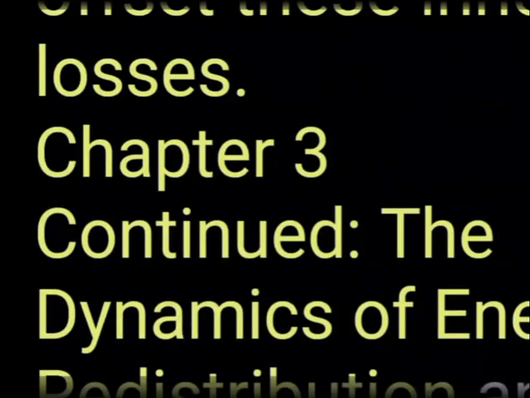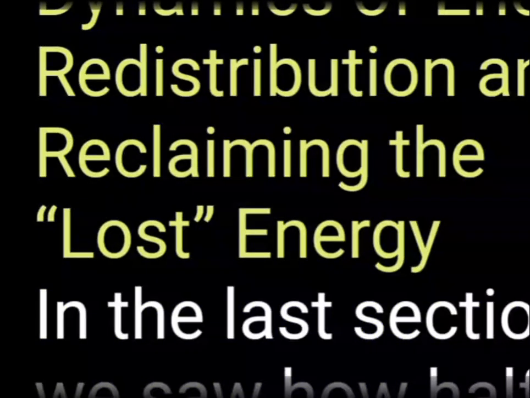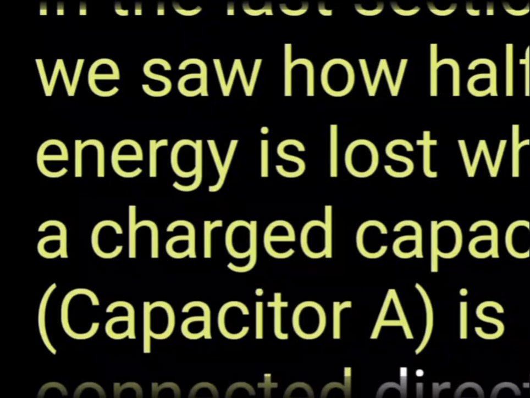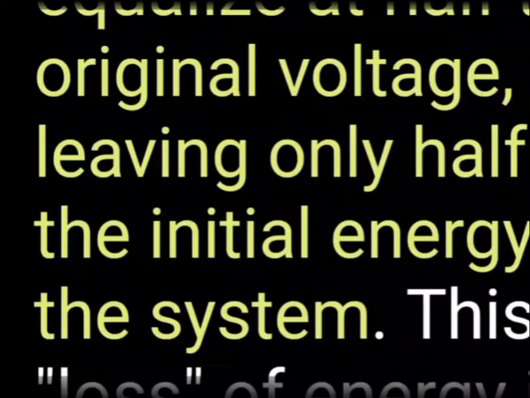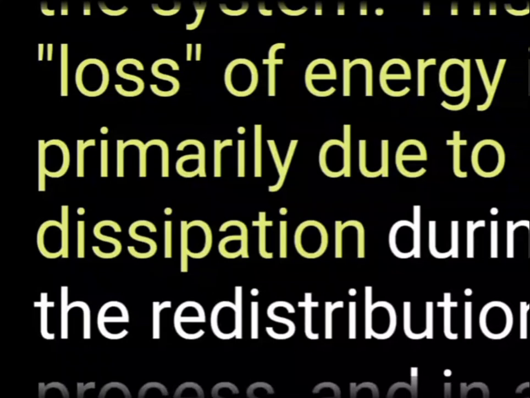The dynamics of energy redistribution and reclaiming the lost energy. In the last section, we saw how half the energy is lost when a charged capacitor, capacitor A, is connected directly to an identical uncharged capacitor, capacitor B. After the connection, the charge redistributes, and both capacitors equalize at half the original voltage, leaving only half of the initial energy in the system. This loss of energy is primarily due to dissipation during the redistribution process, and in a normal circuit, it seems irreversible. However, there's an intriguing possibility if we start to think outside of traditional circuit behavior.